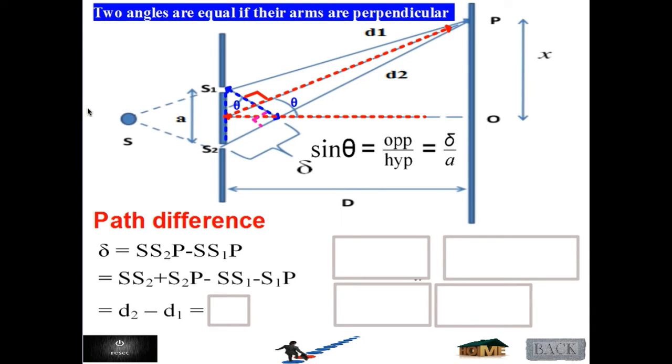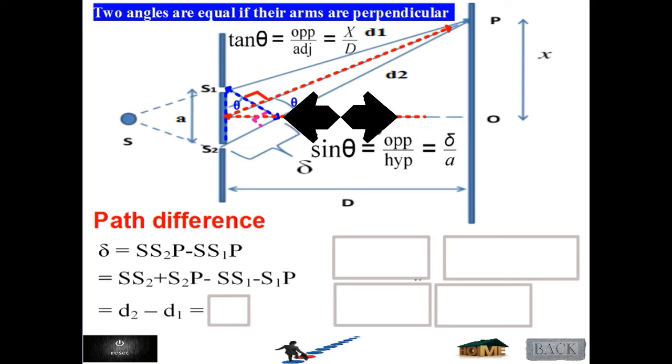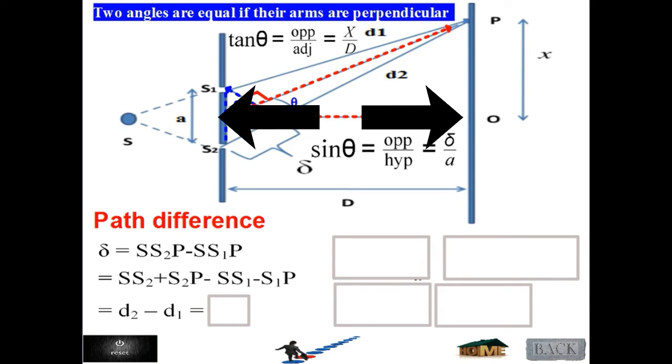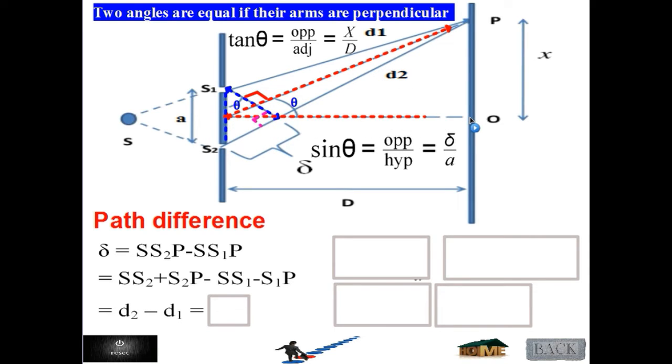We will calculate the tangent theta. So tangent theta is opposite over adjacent. The opposite of this angle theta is OP, which is x, over the adjacent. The adjacent of theta is capital D, the distance between the slits and the screen.